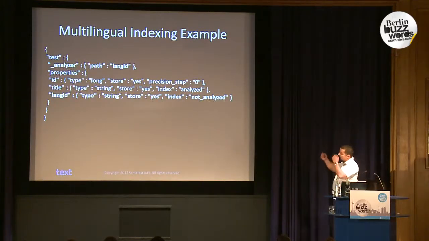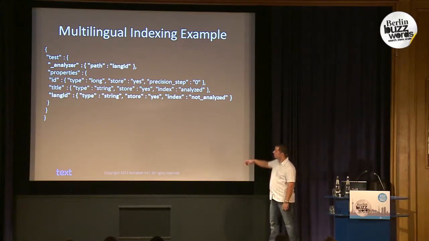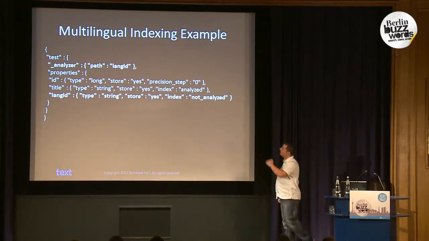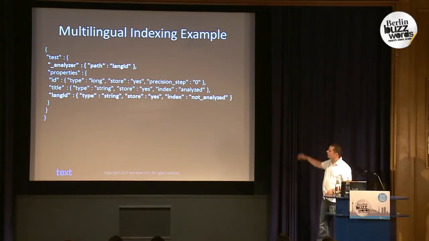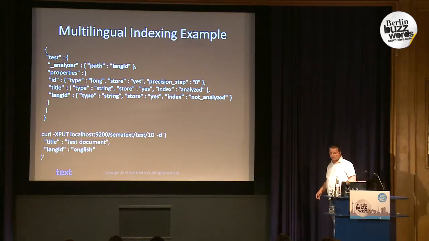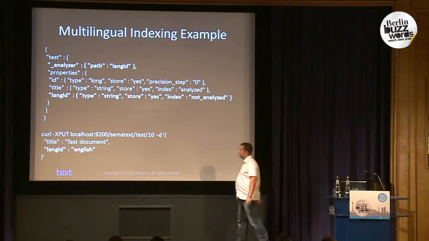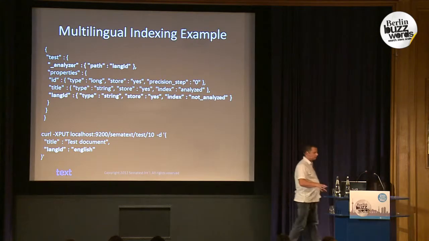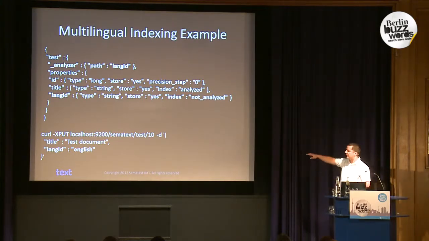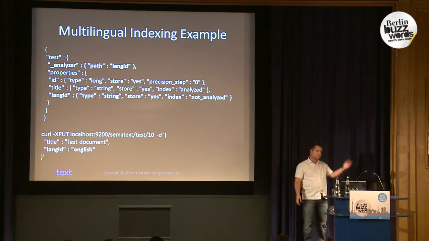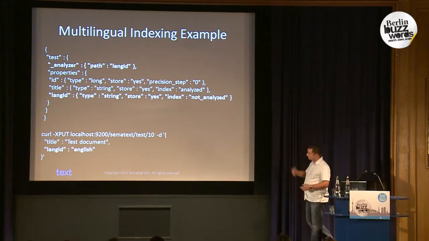For example, here are the mappings for the single test type. You can see at the top that there is an analyzer specified that will be chosen on the basis of the lang ID field, and there is a lang ID at the bottom that is a string, stored and not analyzed. When pushing a document to Elasticsearch, you just specify the language, and you can see that there is English. Of course, you have to provide analyzer configurations for all the types that can be returned by your lang ID, or something like Tika or our software.